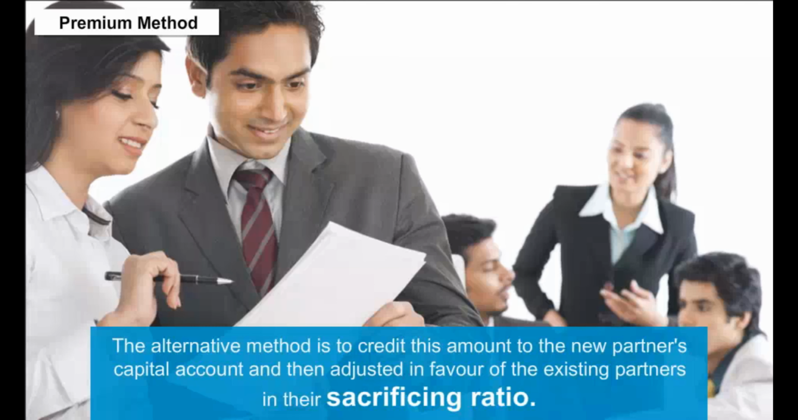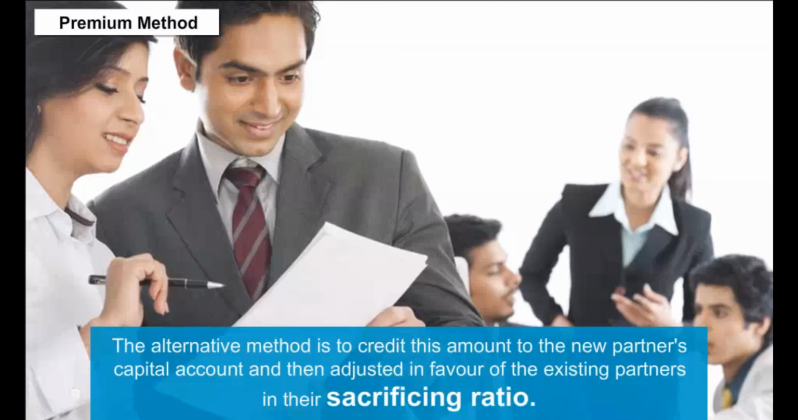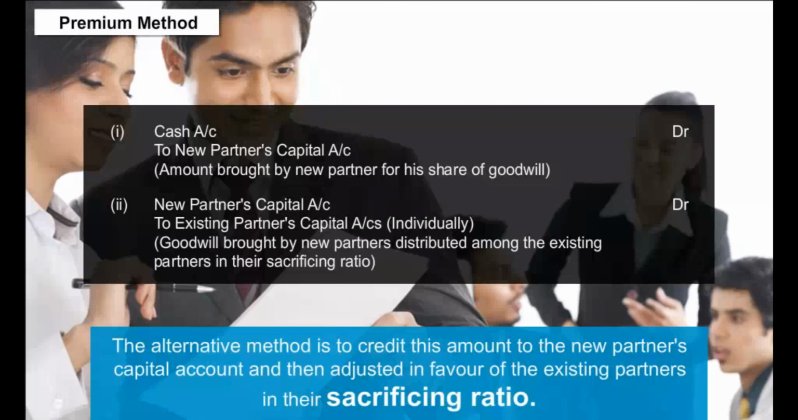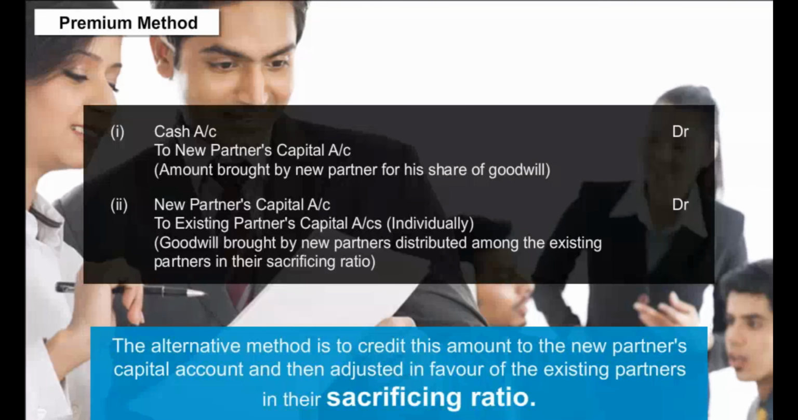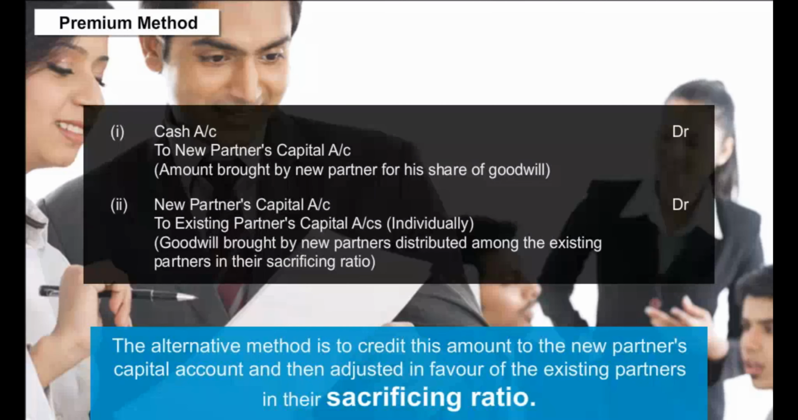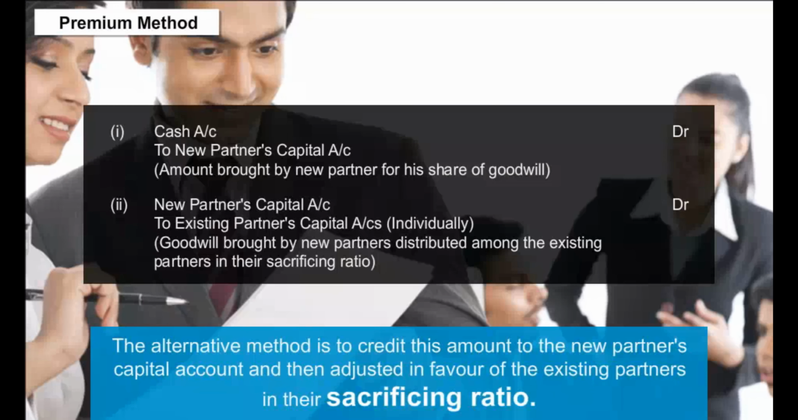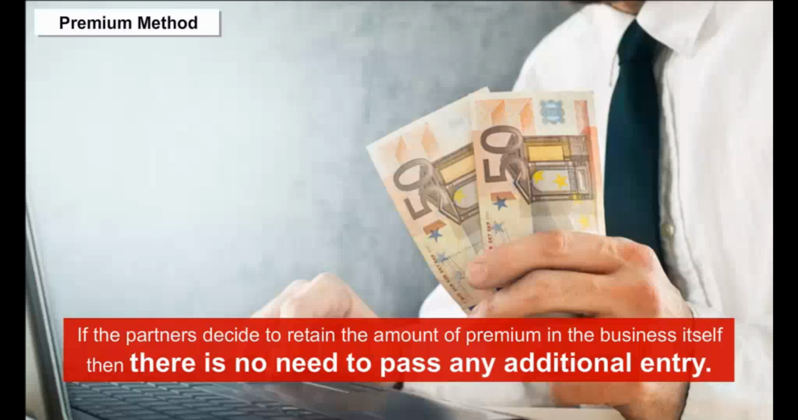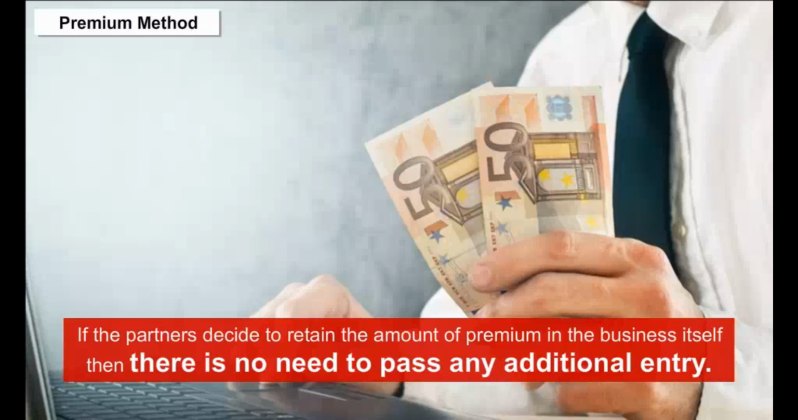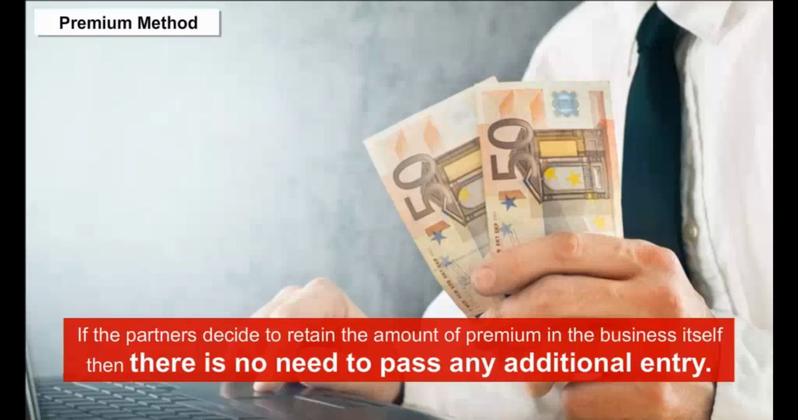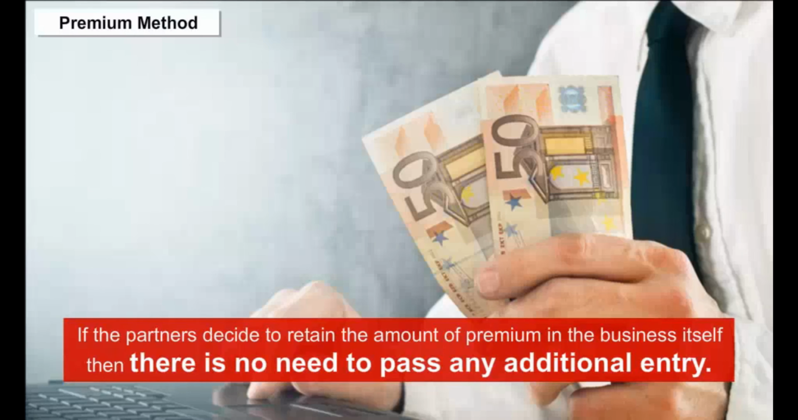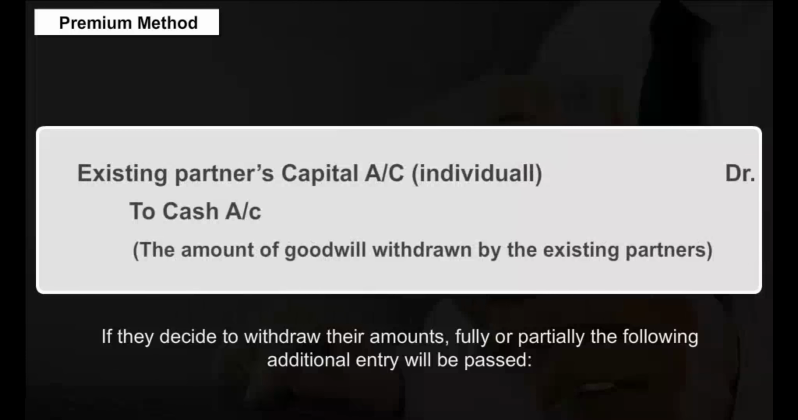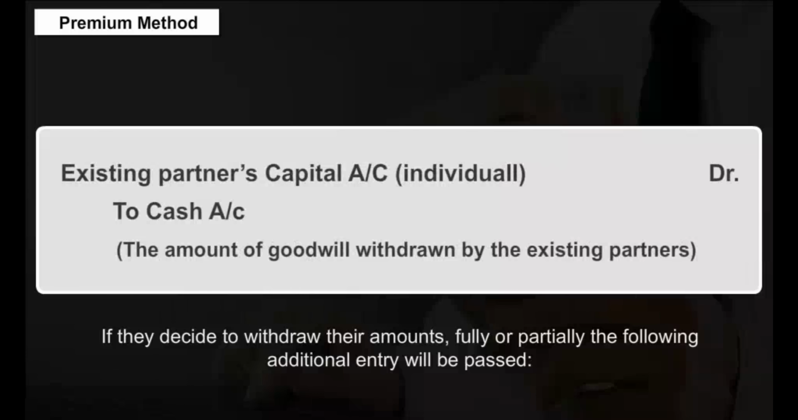The alternative method is to credit this amount to the new partner's capital account and then adjust it in favor of the existing partners in their sacrificing ratio. If the partners decide to retain the amount of premium in the business itself, then there is no need to pass any additional entry. If they decide to withdraw their amounts fully or partially, the following additional entry will be passed.